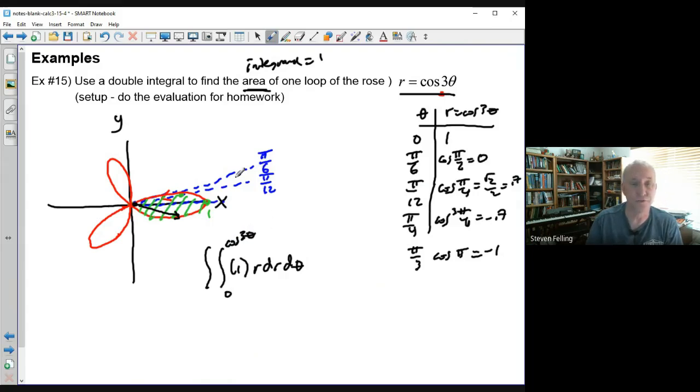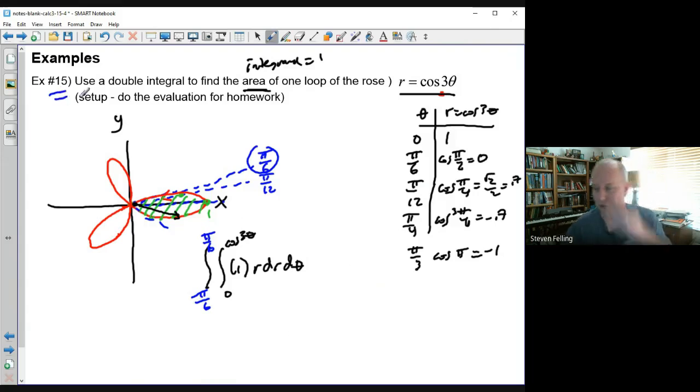The harder thing is figuring out the limits of the angle. So we never go beyond pi over 6. And since we have to go over here to just get one continuous integration, we should start at negative pi over 6. So let's go from negative pi over 6 to pi over 6 to cover that one region. So that's going to be the setup for number 15, and I'll let you try to do the integration.